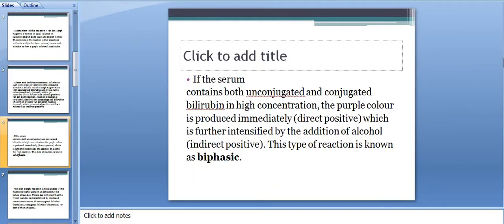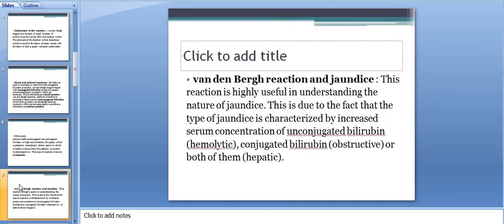Next, if the serum contains both unconjugated and conjugated bilirubin in high concentration, the purple color is produced immediately, which is further intensified by the addition of alcohol. This type of reaction is known as a biphasic reaction.